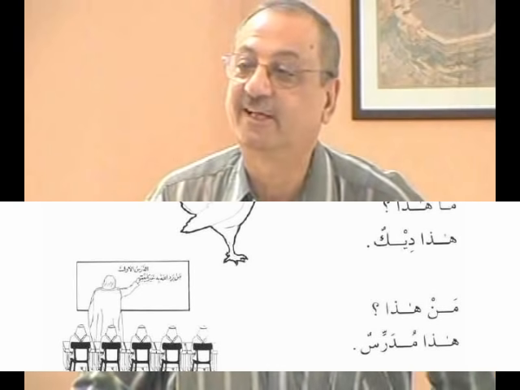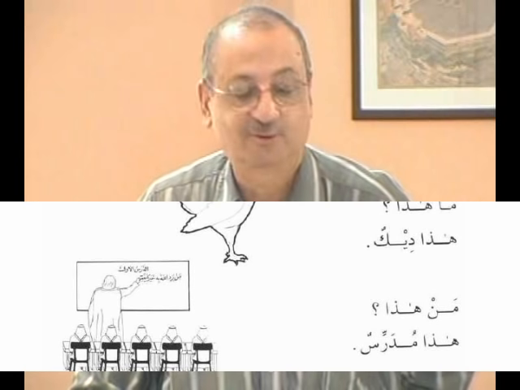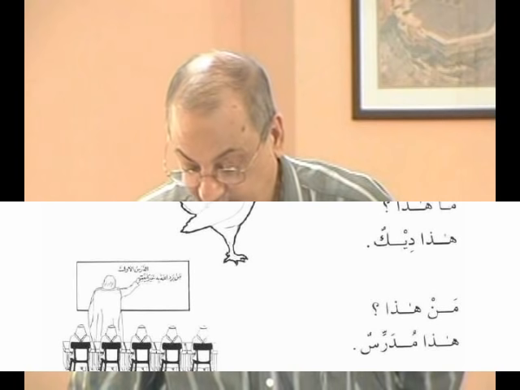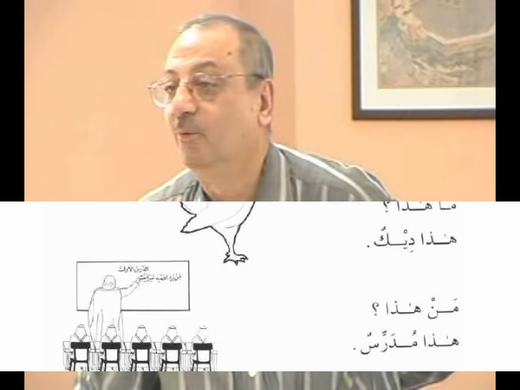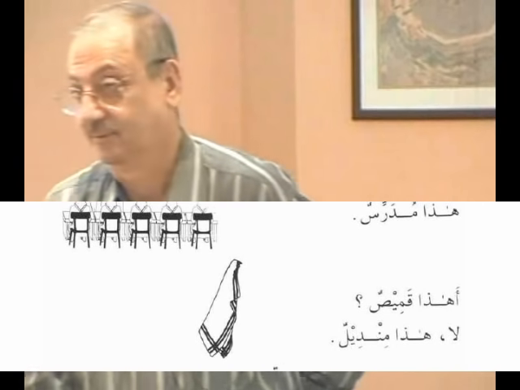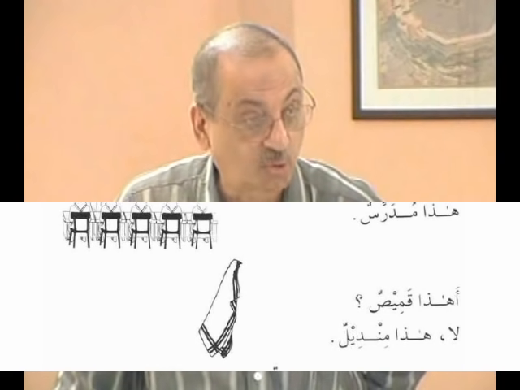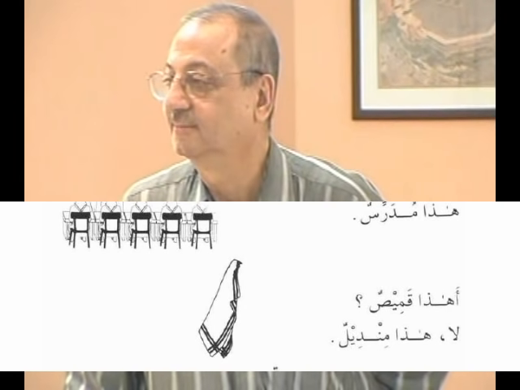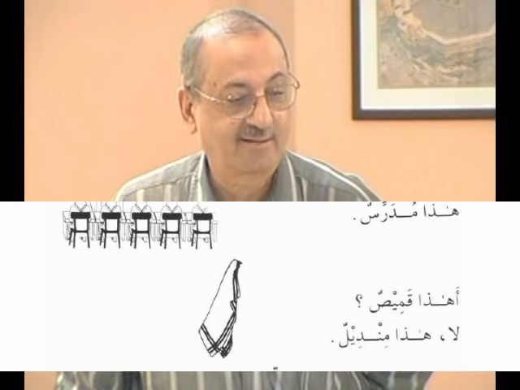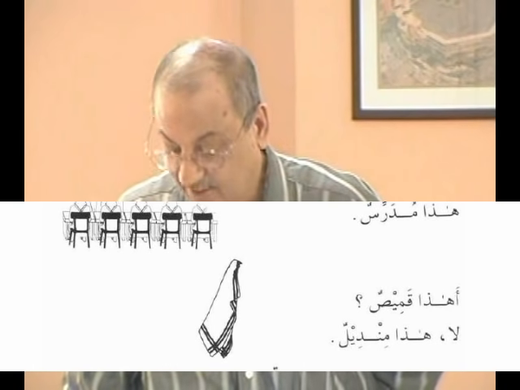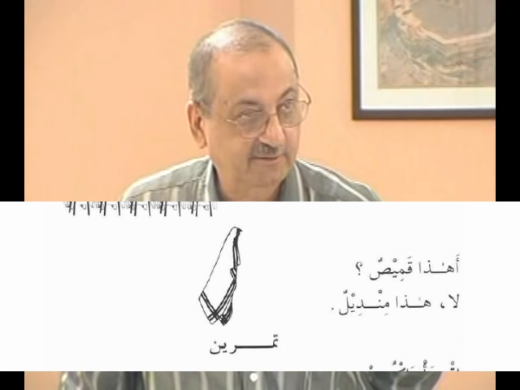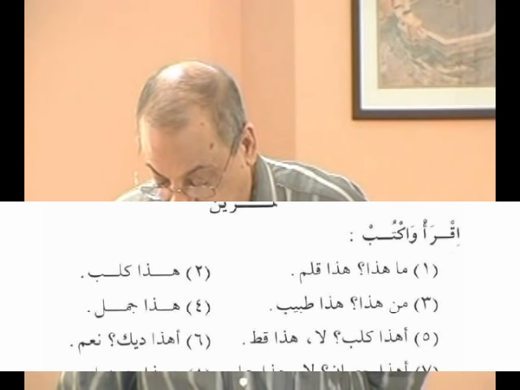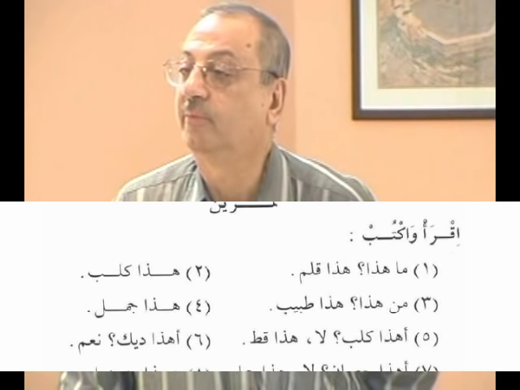Now again the question is, man haza, towards a human being. Pointing out to a human being. Man haza? Haza mudarrisun. Remember the sun, huh? Haza qamisun? La. Haza mindilun. What is the meaning of mindilun? Handkerchief. So we have to remember all these vocabs, brother. Now, iqra wa uktub. Read and write.